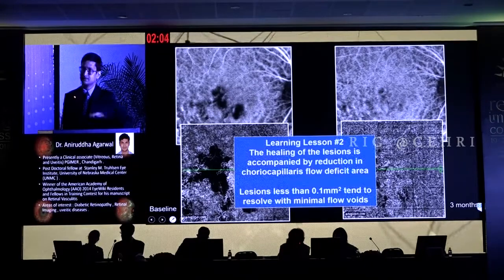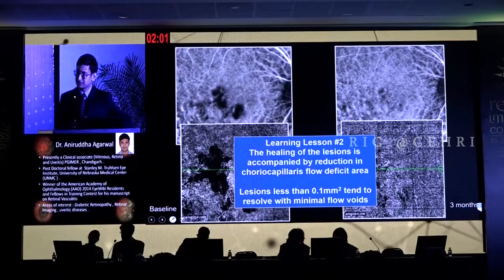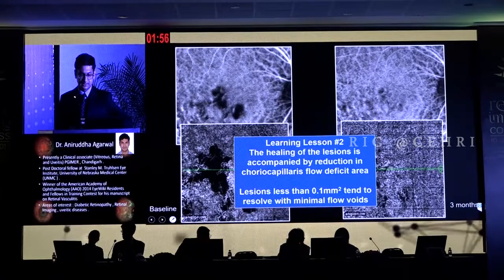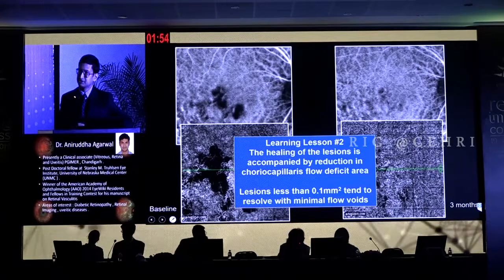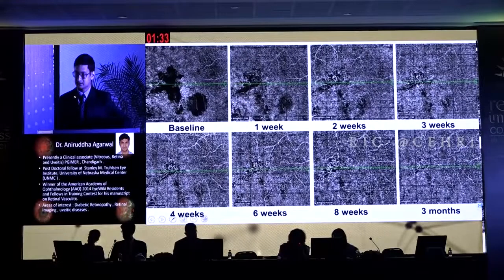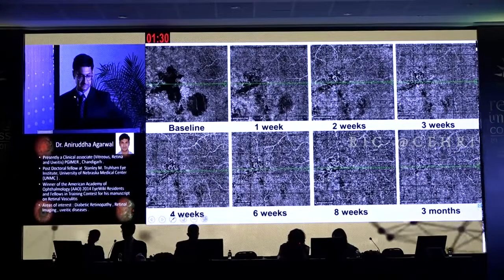And so the learning lesson number 2 is that healing of lesions in multifocal serpiginous choroiditis is accompanied by reduction in the choriocapillaris flow void area. And this manuscript of follow-up is currently under review in Retina, where we have shown that if you have a very small lesion, less than 0.1 millimeter in size, they are the ones that tend to resolve with minimum flow voids. And so we need to be really aggressive when these lesions are very small. And this is the follow-up over 3 months using OCT angio in this particular patient.